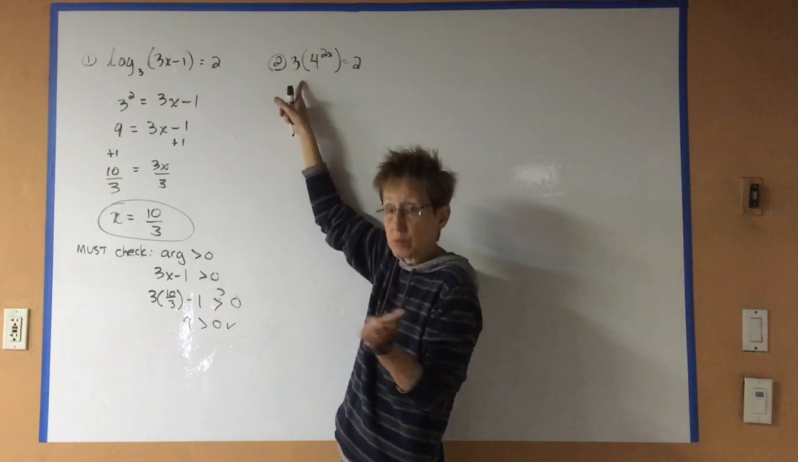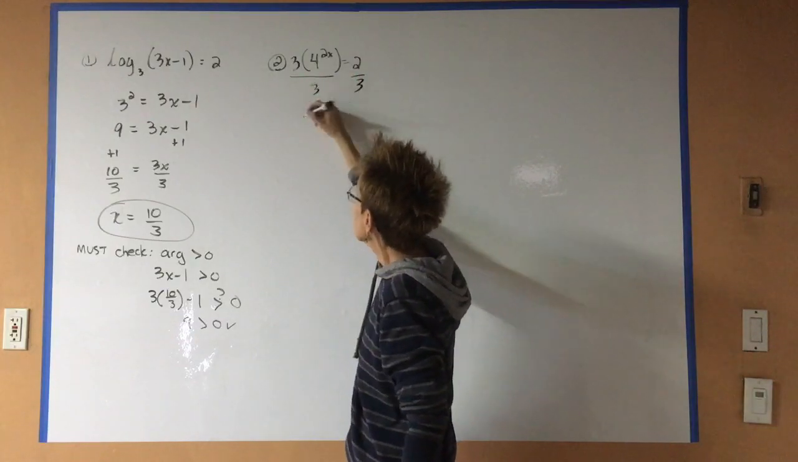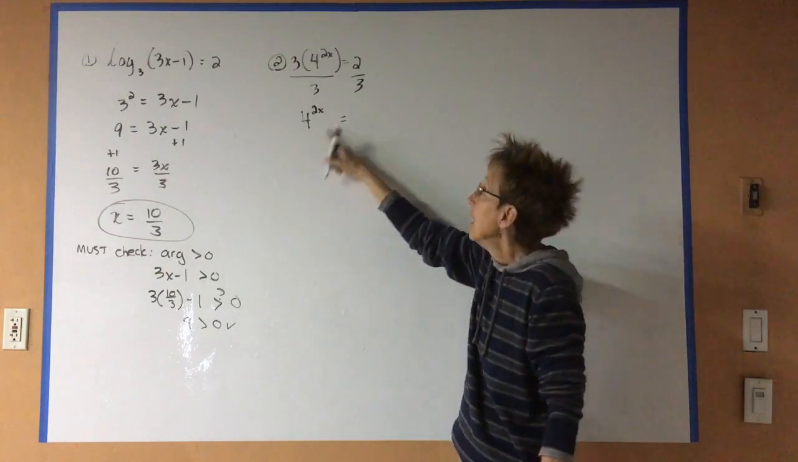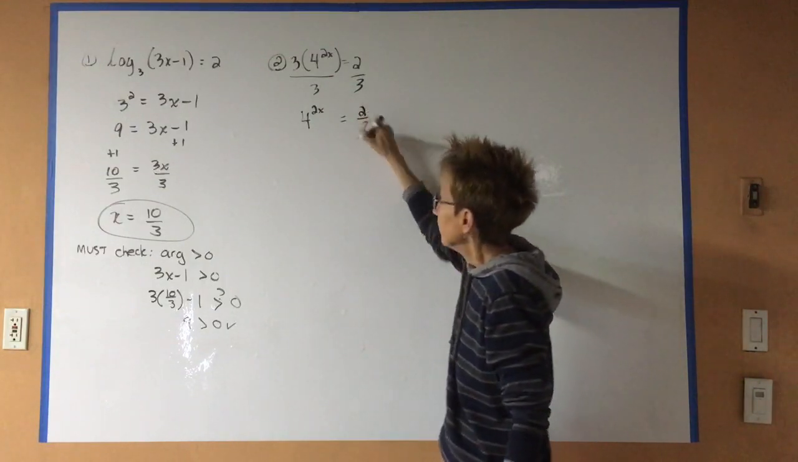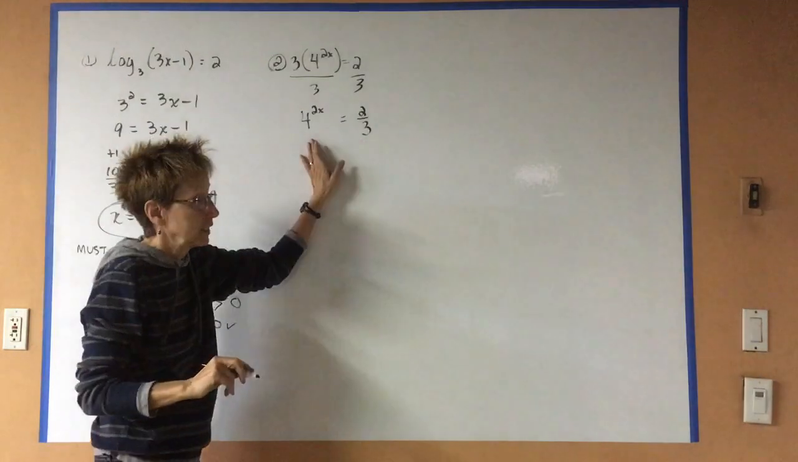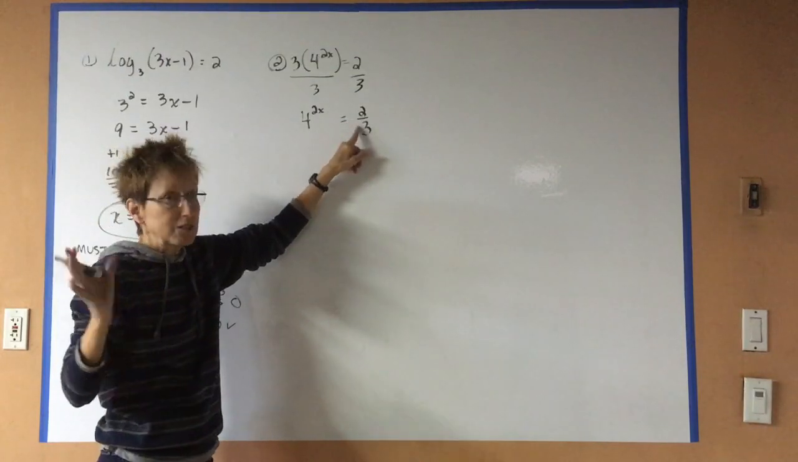We did one like this. We're going to divide by 3. So I divide both sides by 3. So that gets rid of that 3, and I have a base to a power over here. And on this side, it's 2/3. So now, still exponential, but easier to look at. The base here is 4. The base here is 2/3.